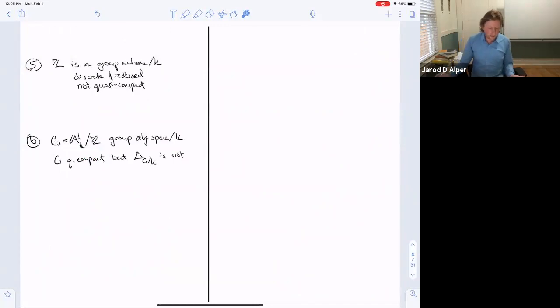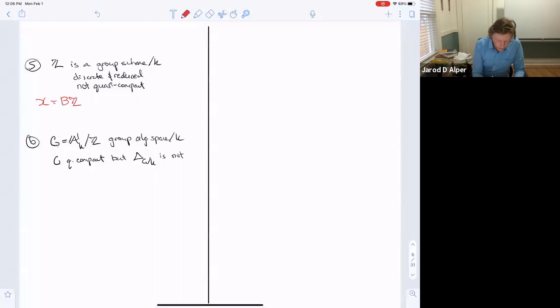So here's some weird algebraic spaces and stacks. In the first example, let's take Z to be a group scheme. This is an example of a discrete and reduced group, but it's not quasi-compact. And then you could take the quotient BZ. This is a DM stack.